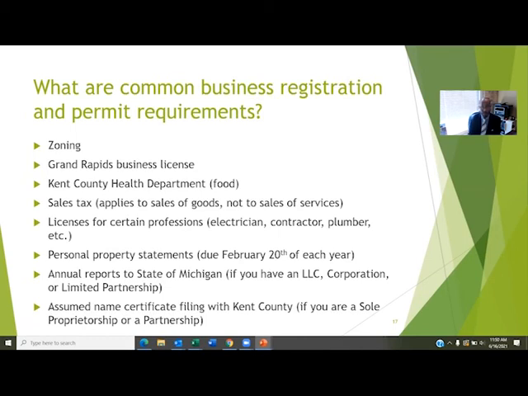If you're selling goods, there may be sales tax requirements, so you have to be registered with the state for that, so that the sales tax can be properly reported and paid.